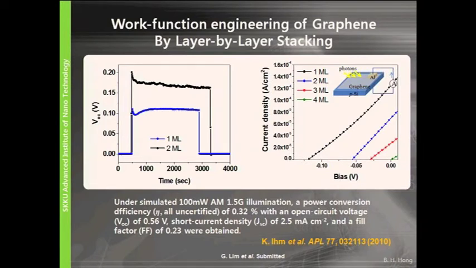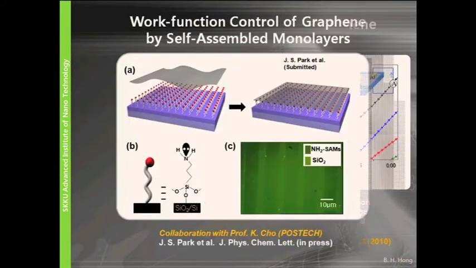So although the conductance of the four-layer graphene is much higher than the monolayer, it doesn't show any photovoltaic effect. Why does the monolayer graphene show very nice photovoltaic effect? This means that work function tuning is sometimes more important than the higher conductance of graphene.